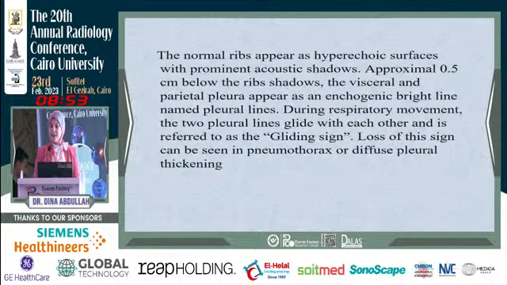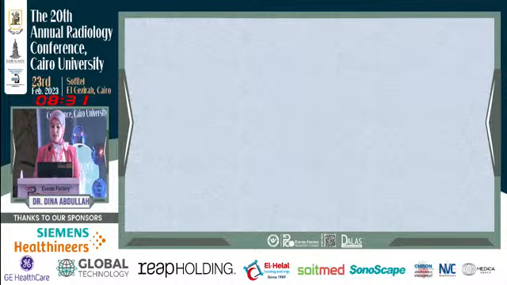The normal ribs appear as hyperechoic surfaces with posterior acoustic shadows. Half a centimeter below the ribs, the visceral and parietal pleura appear as an echogenic bright line, named the pleural line. During respiratory movement, the two pleural layers glide with each other, which is referred to as the gliding sign. Loss of this sign can be seen in pneumothorax or diffuse pleural thickening.